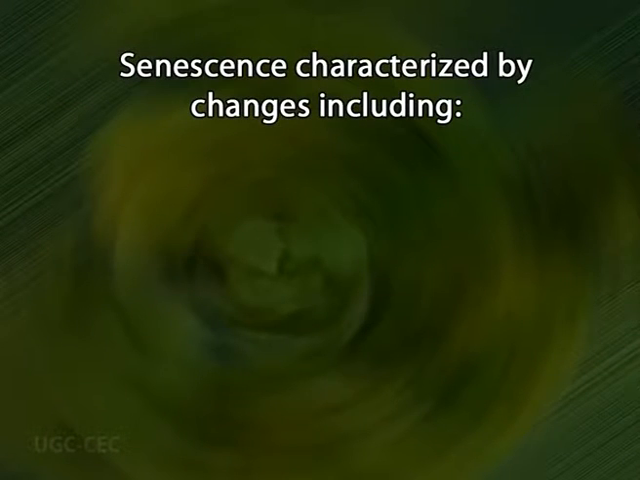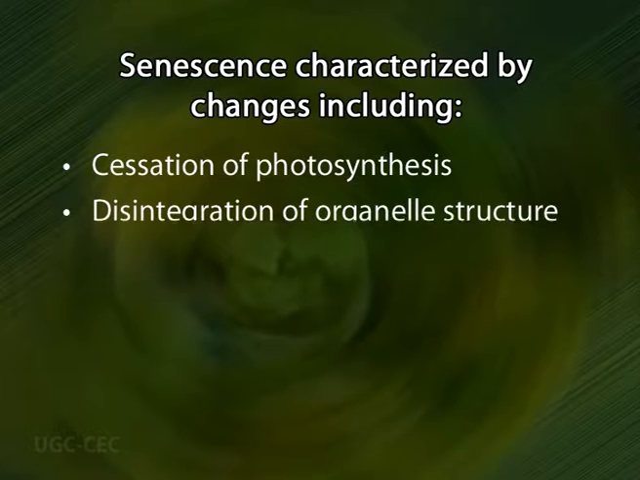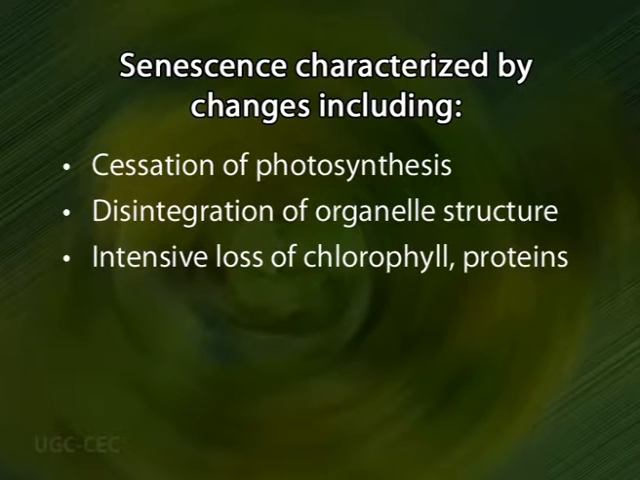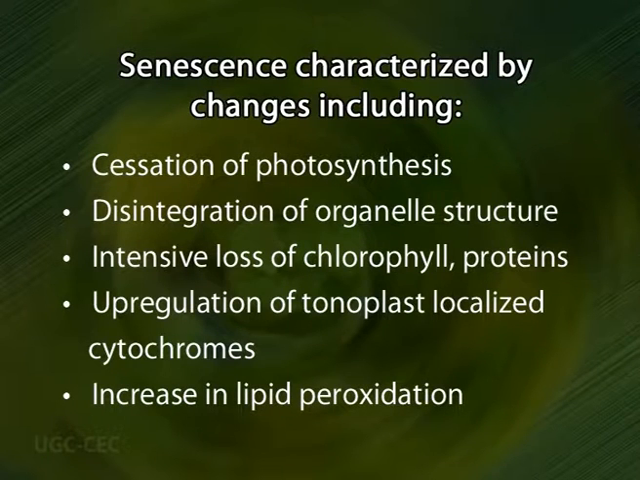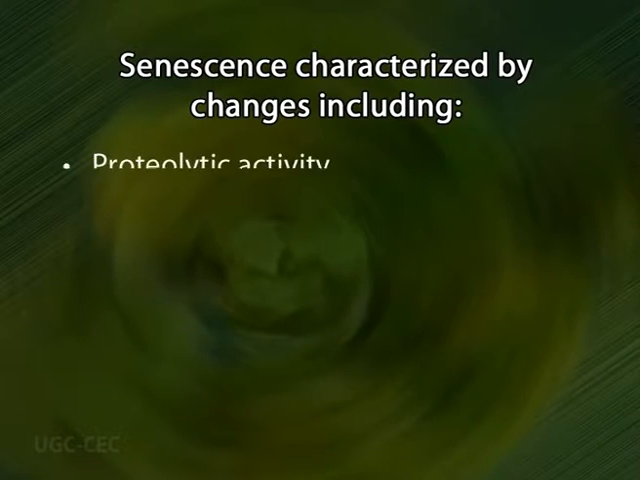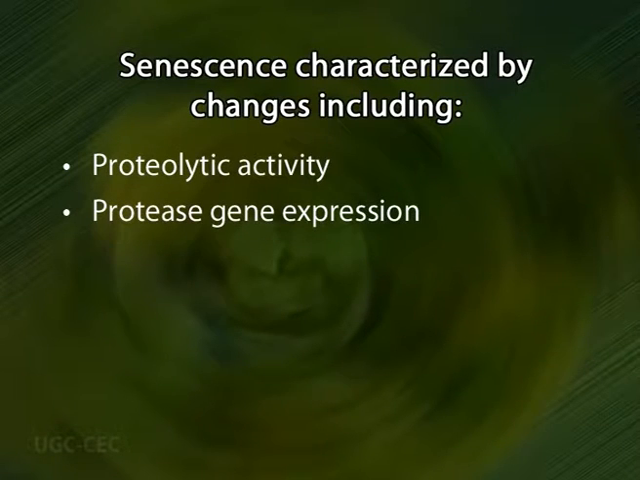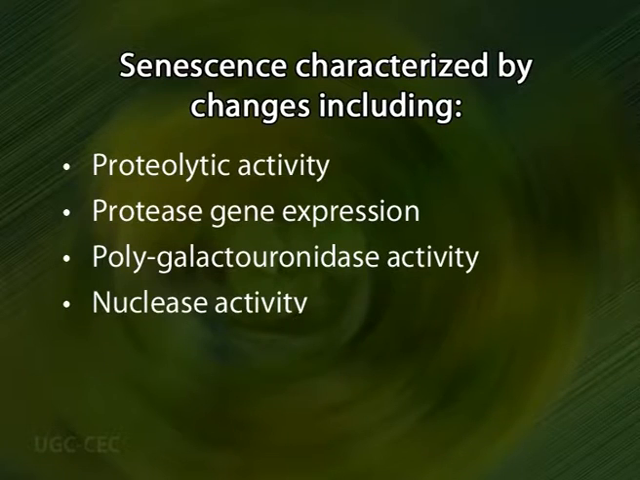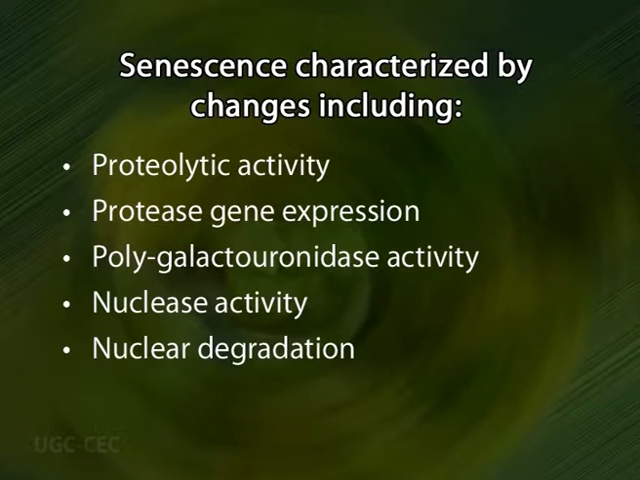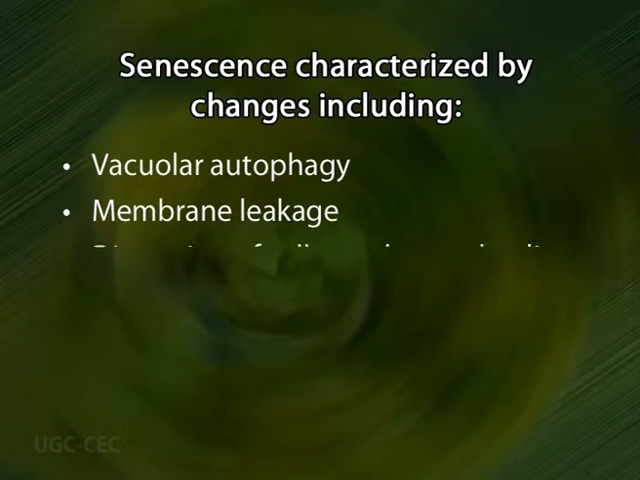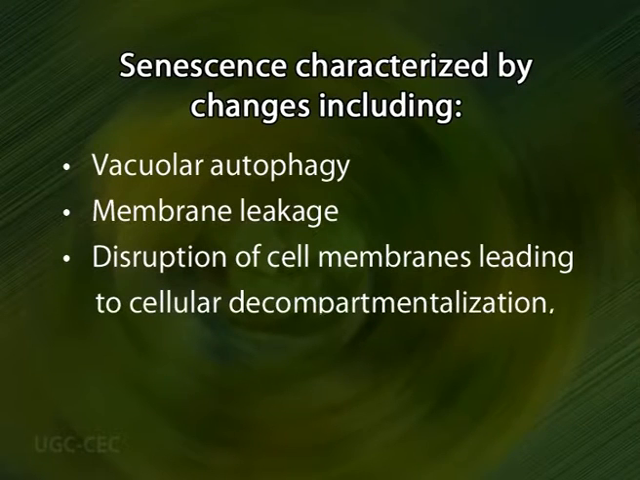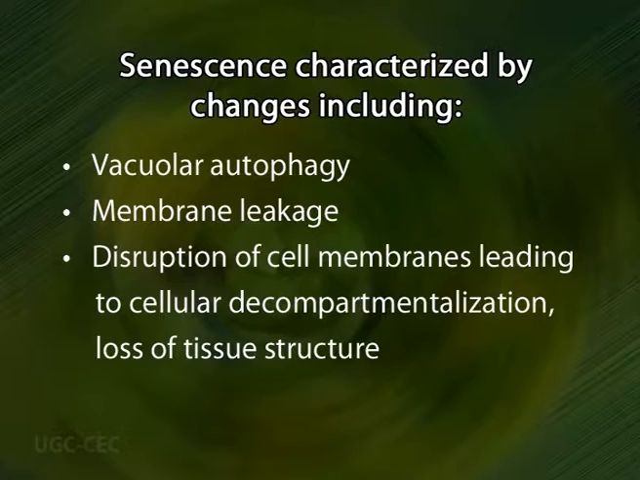Senescence is mainly characterized by many changes including cessation of photosynthesis, disintegration of organelle structure, intense loss of chlorophyll and proteins, upregulation of tonoplast localized cytochromes, a dramatic increase in lipid peroxidation, proteolytic activity, protease gene expression, polygalacturonidase activity, nuclease activity, nuclear degradation, vacuolar autophagy, membrane leakage, disruption of cell membrane leading to cellular decompartmentalization, and above all, loss of tissue structure.